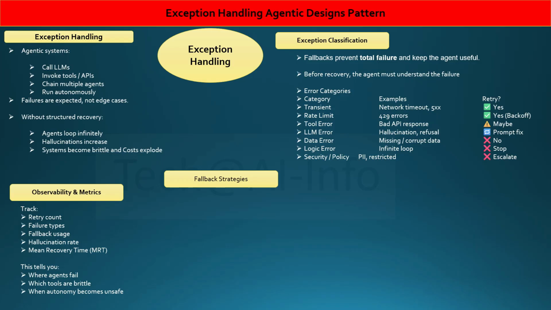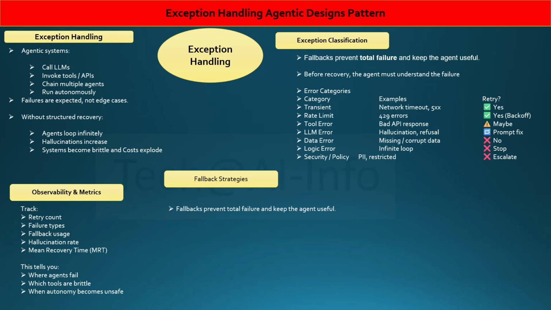In agentic systems, failure is inevitable. So fallback decides what the agent does next instead of crashing or looping. So the fallback prevents tool failure and keeps the agent useful.